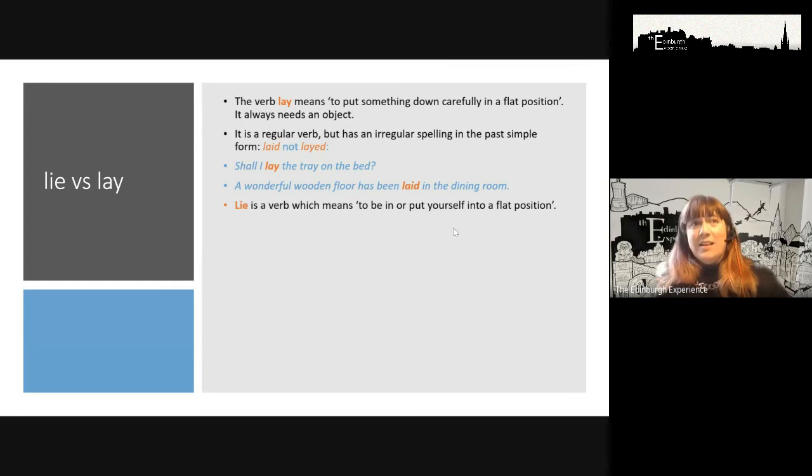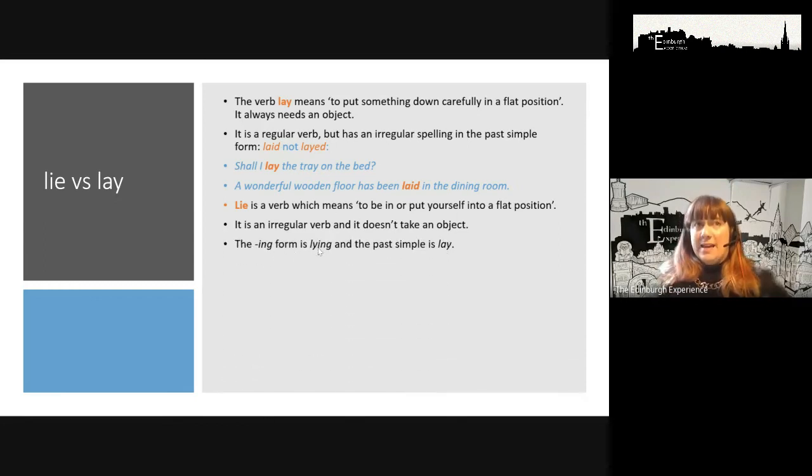Lie is a verb which means to be in a flat position. For example, when you go to sleep, you lie down. This is an irregular verb. It doesn't take an object, okay? And the ing form is lying. The past simple of lie is lay. This is where it's getting confusing.